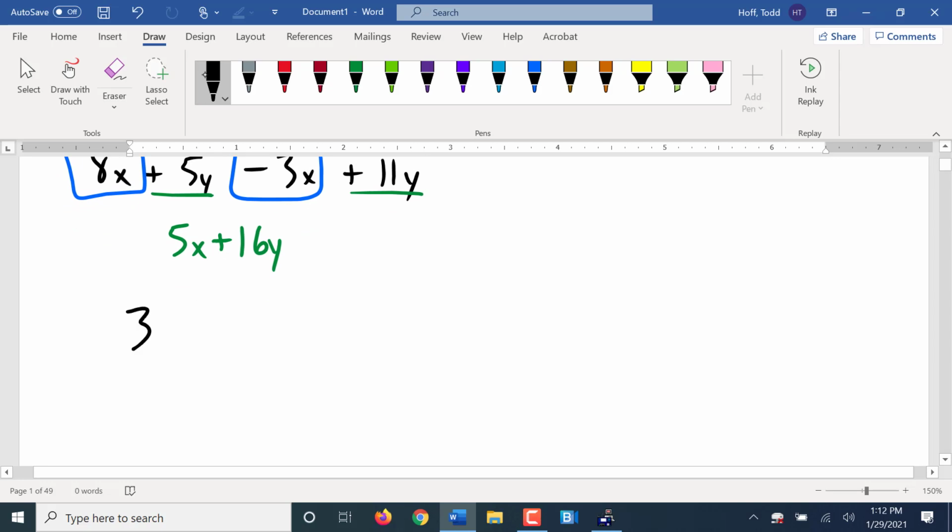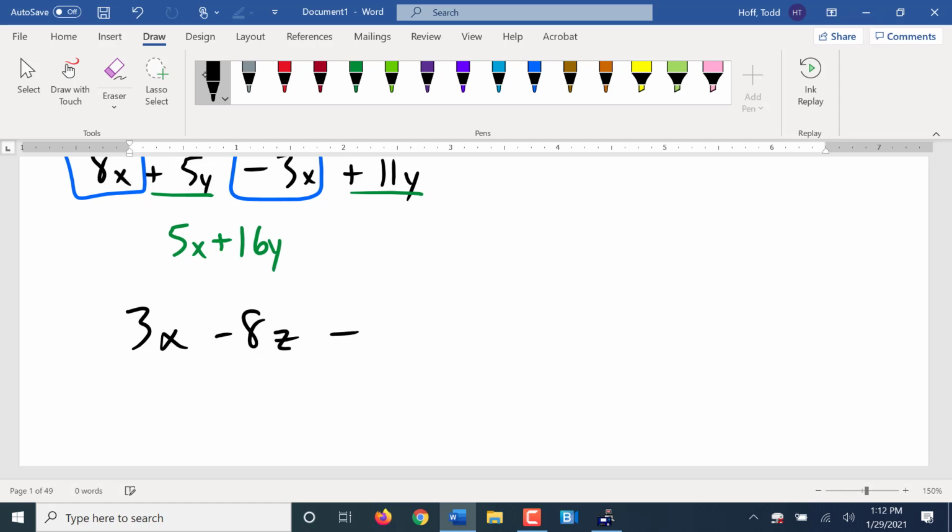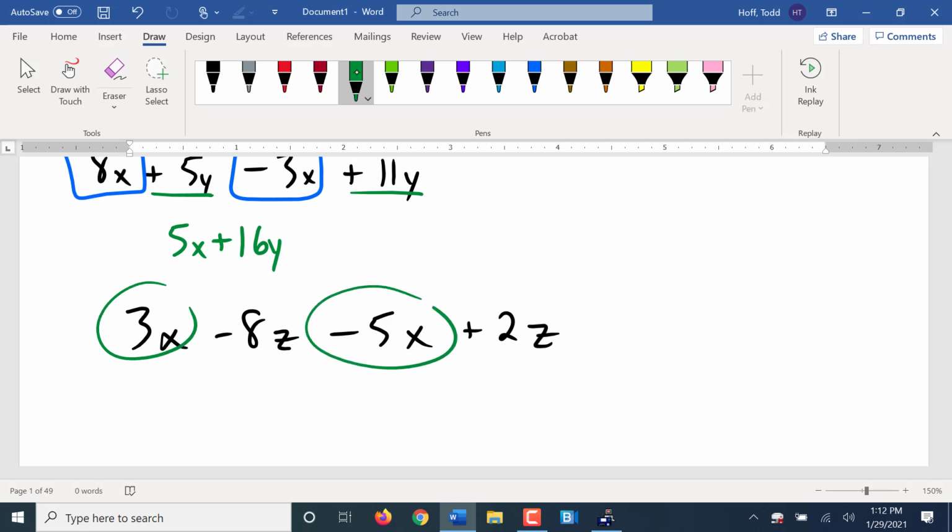Let's do something like that. Let's do 3x minus 8z minus 5x plus 2z. So here I've got the 3x, and I'm going to combine it with the negative 5x to get negative 2x. Then I also have negative 8z combined with positive 2z, which is negative 6z. So you've got the minus in there. It's always easier to remember when it's negative because you have to have the negative symbol there anyway.